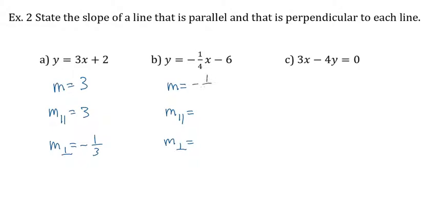Okay, and C is a little bit different, you can tell. So what's going on with C? It's in standard form. And what's important is it's not in y equals mx plus b form. So do we know the slope of this line? We do not. Some people might think, yeah, it's 3. No. It's not the coefficient of x if it's not in y equals mx plus b form. So what do we have to do?